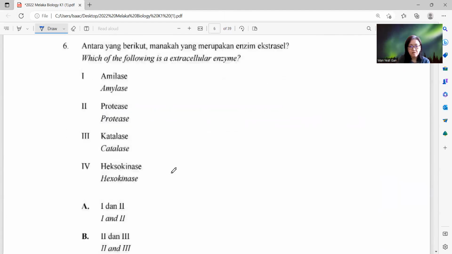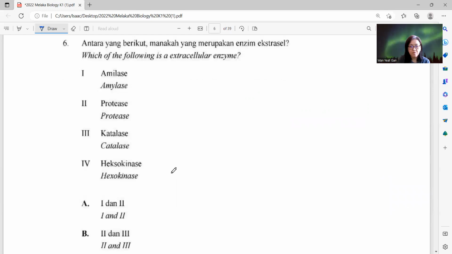Which of the following is the extracellular enzyme? So the extracellular enzyme here is any enzyme that is secreted out of the cell to be used in another part of the alimentary canal. So the answer is A, 1 and 2.